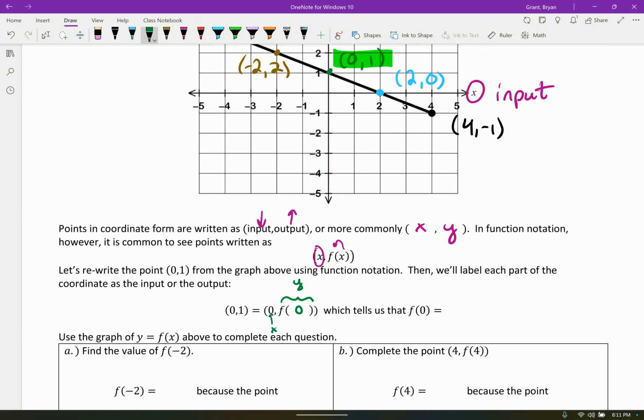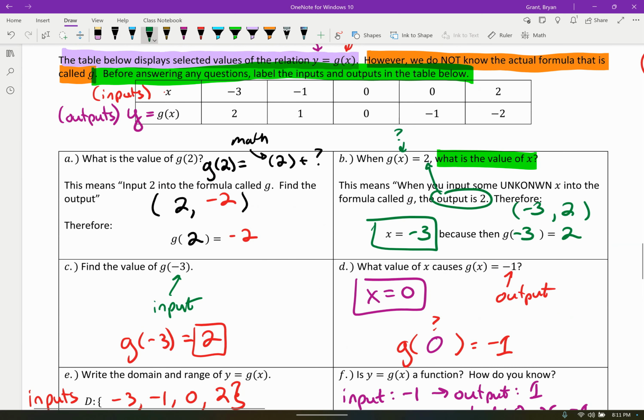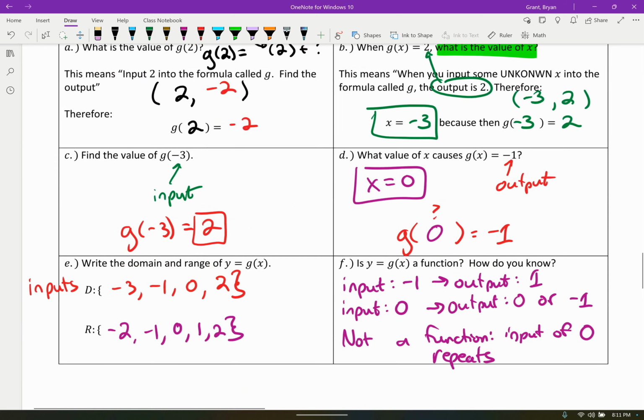Another way to write this is you can actually say that f of 0 is 1, and that is because we have the point (0, 1). So what I'm going to teach you at the end of this lesson, which is right now, is if you are given an input or an output, how do you find the other one using a graph? And it's very similar to what we did over here, right? We found an input, we looked at the input to find the output. And so we're going to do the same thing here.